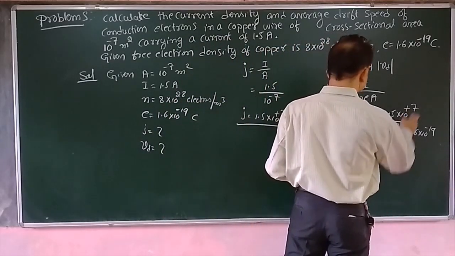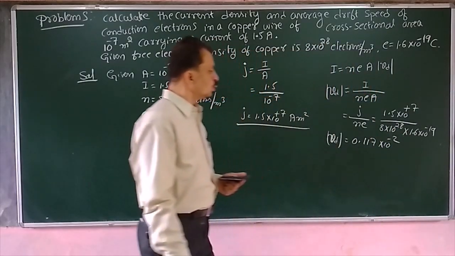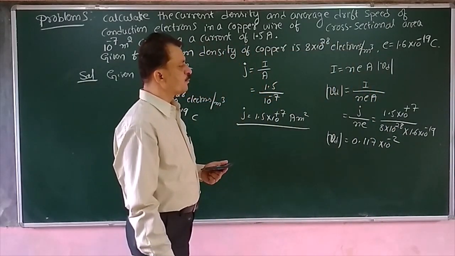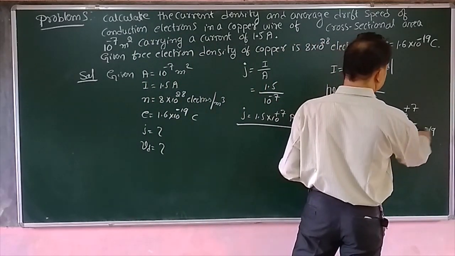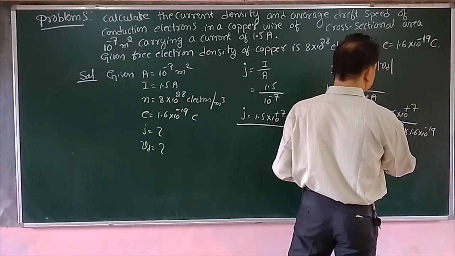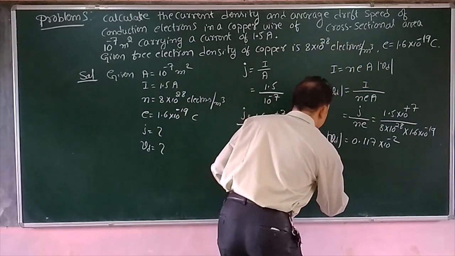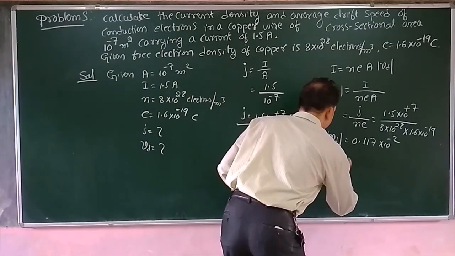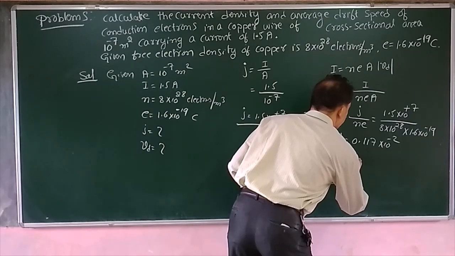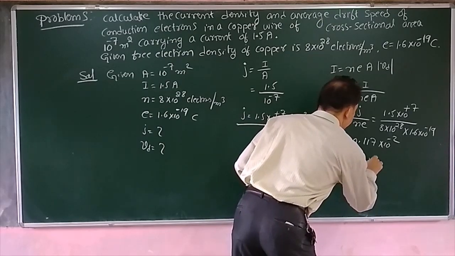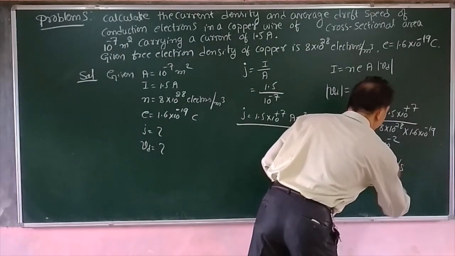Here it is plus 7 into 10 to the power of minus 2. Our drift speed is equal to 1.17 into 10 raised to minus 3 meter per second.